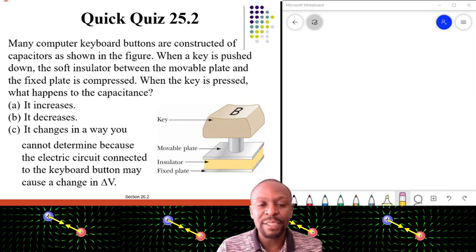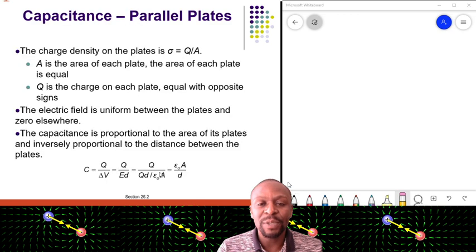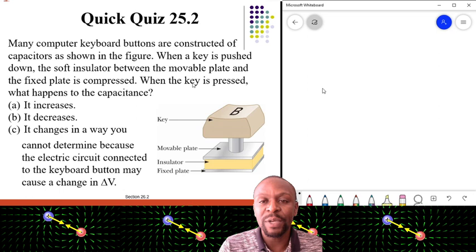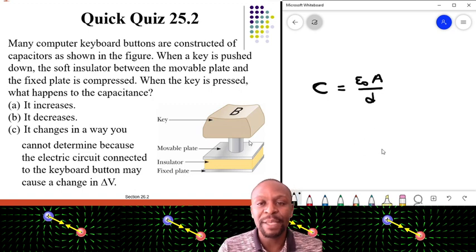Now, from the previous equation, let me just go back to that equation. From the previous equation, we can just see that the capacitance depends on D and on A. Now, in this quick quiz, obviously, the capacitance is just given by this equation here, epsilon naught A divided by D of the parallel plates.